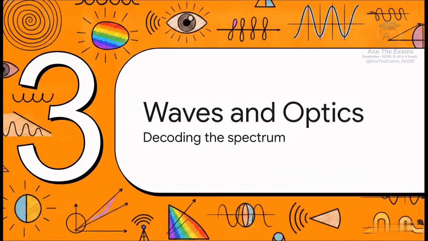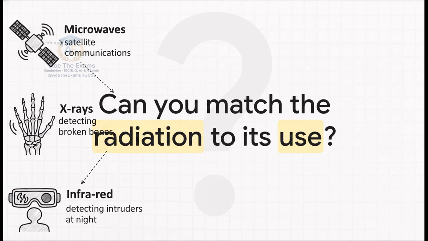Moving right along, Section 3. Visualizing waves and optics. Decoding the electromagnetic spectrum. Here, we are decoding how energy travels through invisible waves all around us. The trick to this section is remembering that everything from the visible light we see with our eyes to the Wi-Fi we use for our phones is part of the exact same continuous family, the electromagnetic spectrum.